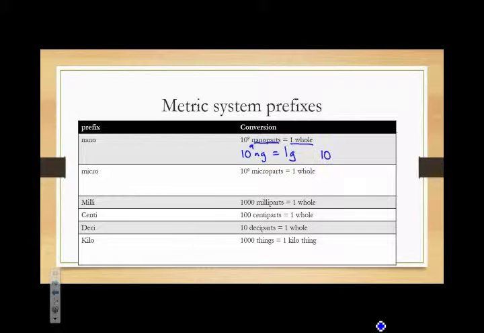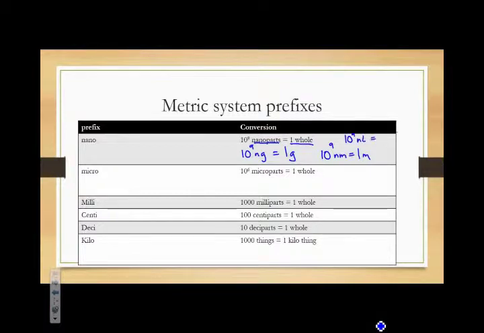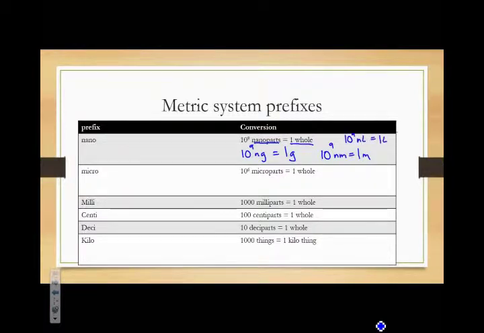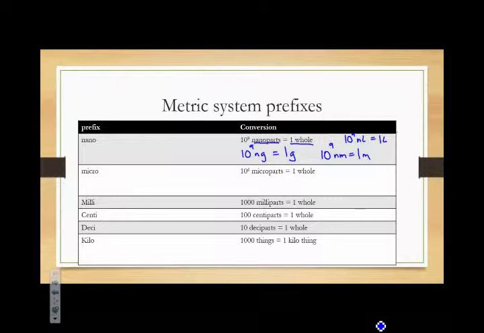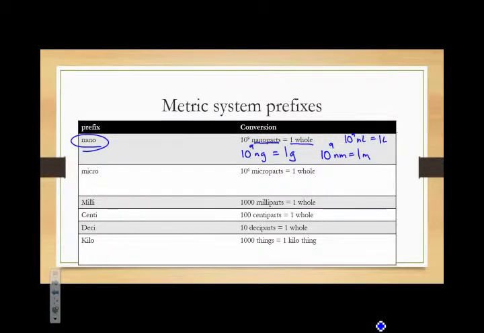I could also have 10 to the 9th nanometers, which would equal 1 meter, or 10 to the 9th nanoliters, which would equal 1 liter. So notice how I could take the prefix nano and apply it to all three of our base units from the metric system, the gram, the meter, and the liter.